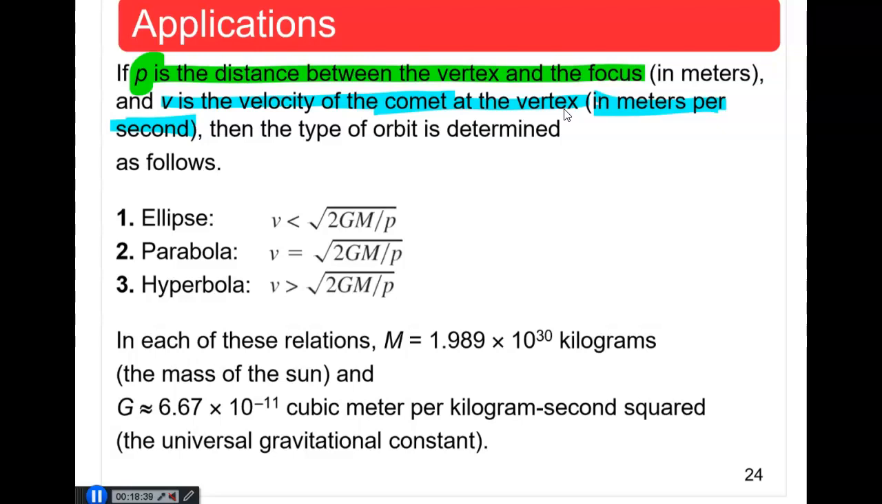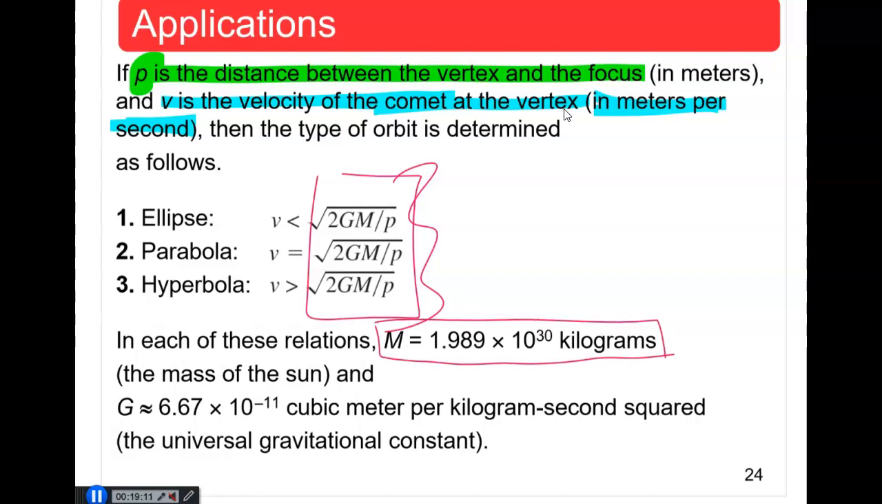To figure out if it will be an elliptical orbit, parabolic orbit, or hyperbolic orbit, we use this comparison. You can see that for all three it is the same formula, but what we compare is whether that value will be greater than the velocity, equal to the velocity, or less than the velocity.